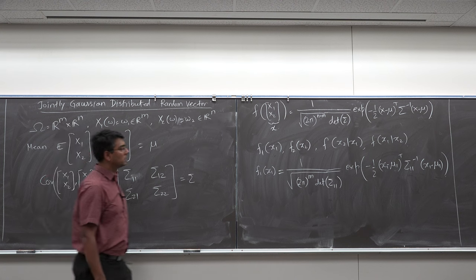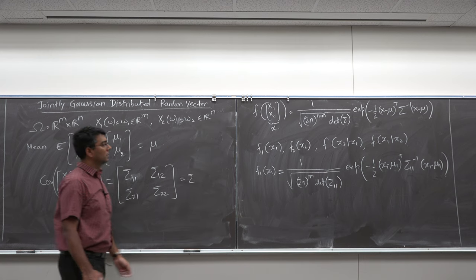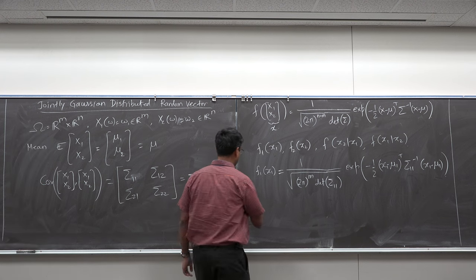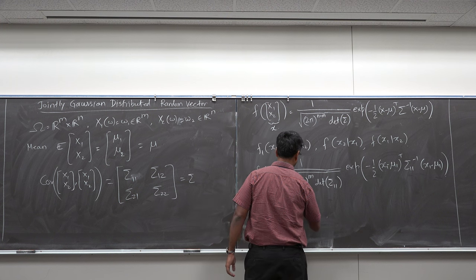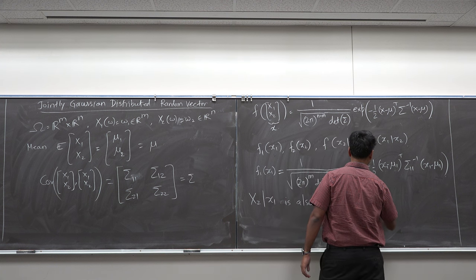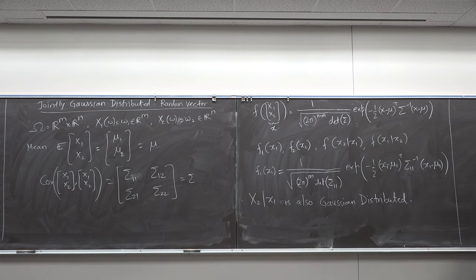Now the important thing to know is, what is the conditional distribution here? What is f of x2 given x1? The amazing thing in the case of a jointly Gaussian distribution is that x2 given x1 is also Gaussian distributed. What this means is, if x1 and x2 are jointly Gaussian, and I only observe x1 and don't observe x2 at all, then given x1, the distribution over x2 is also going to be a Gaussian distributed random vector.